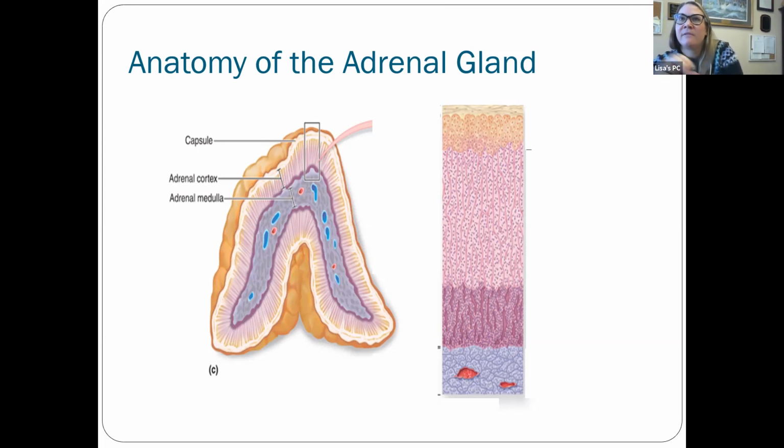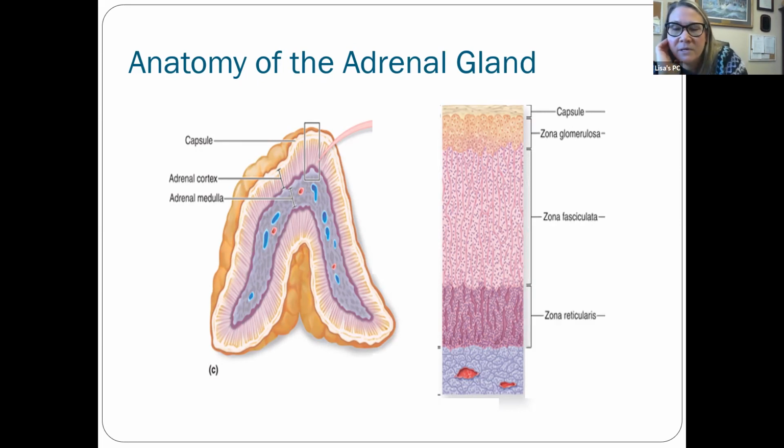So just a basic review of the anatomy of the adrenal gland. Of course you have your capsule on the outside, then your adrenal cortex, and then your adrenal medulla. In the histologic view, there's your capsule, and within the cortex you have 3 layers: the outer layer is your zona glomerulosa, the middle layer is your fasciculata, and the inner layer of your cortex is your reticularis, and then of course your medulla on the inside.